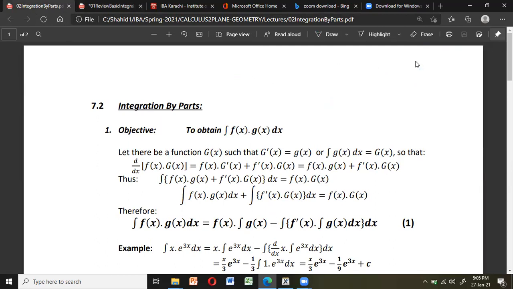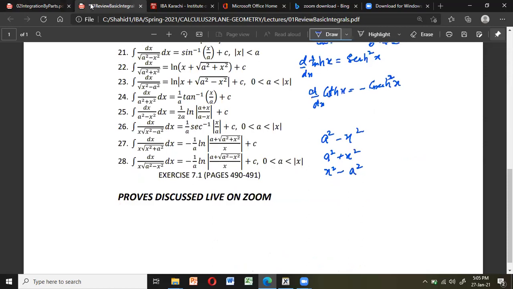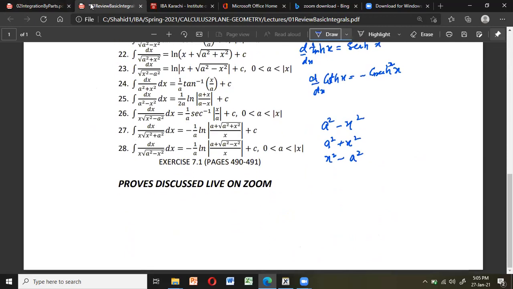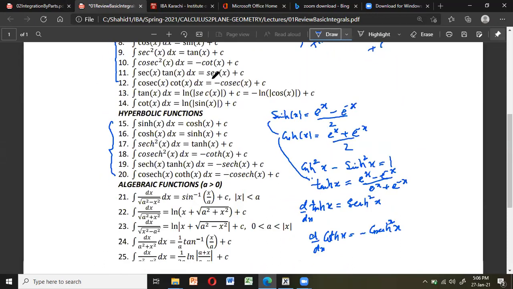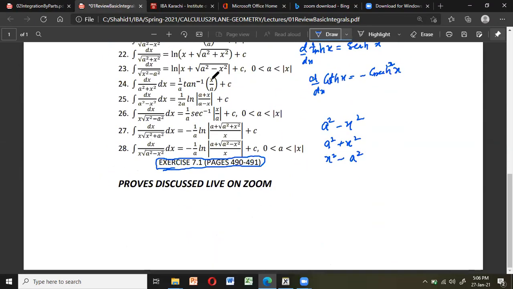Or I switch to the next part. After completing my discussion on review of fundamental elementary integrals or basic integrals, you will find exercise 7.1, and that is now your responsibility to practice questions. Based on all these formulas mentioned in this first slide for exercise 7.1, you can solve, and there you can use each of these formulas directly wherever they are applicable.